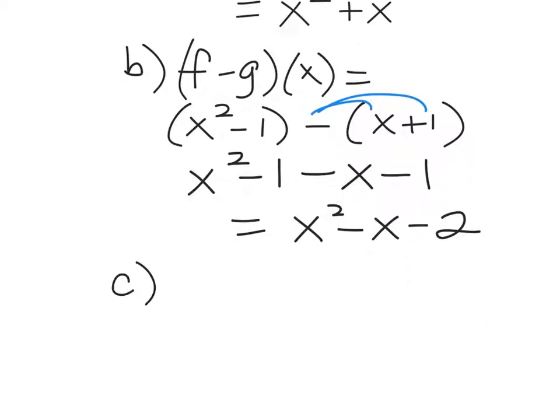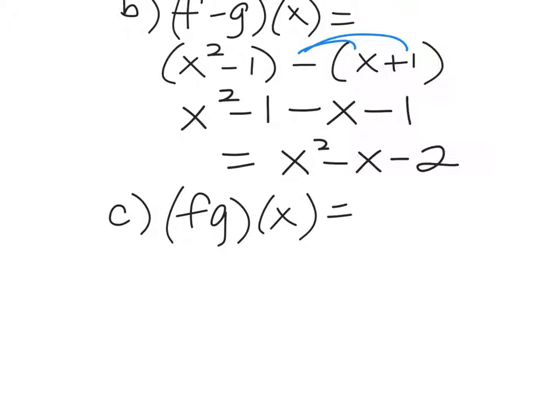Okay, now let's multiply them. f times g of x. Okay, this is when they're going to be right next to each other.